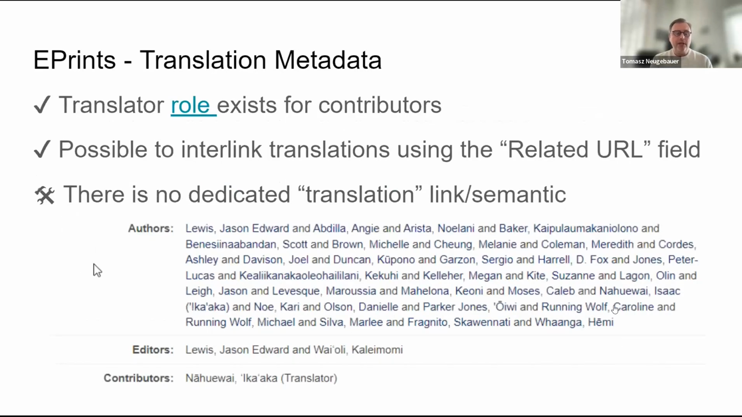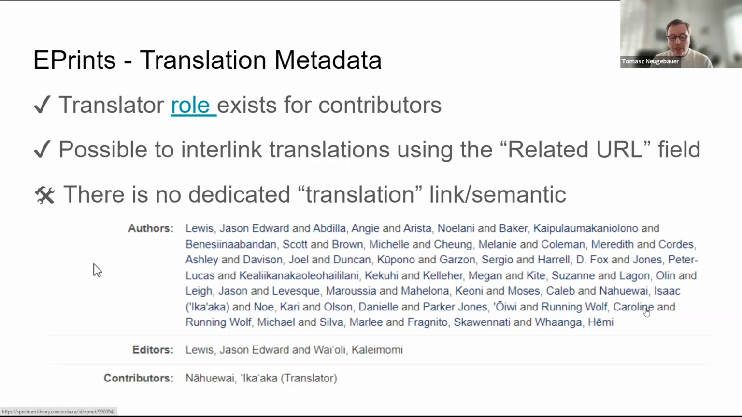Another aspect of multilingual support that is mentioned in our recommendations is acknowledging the translator role. This is handled relatively well in ePrints. This role is included in the options by default for contributors. I think those roles are coming from a Library of Congress list.